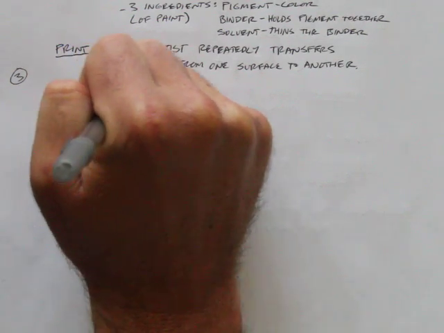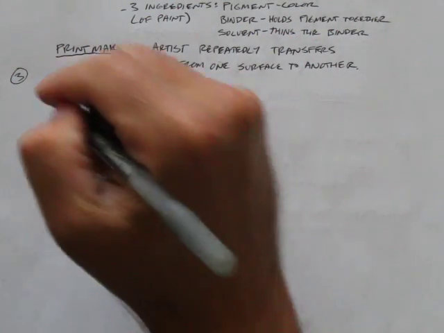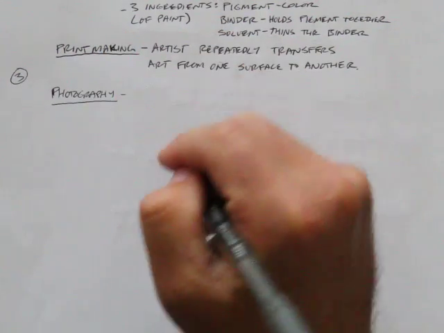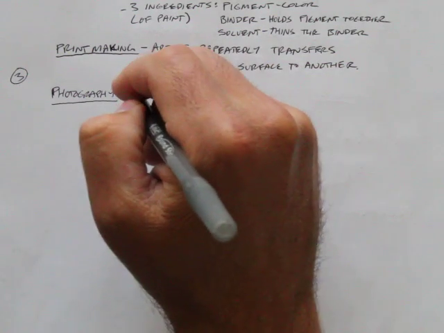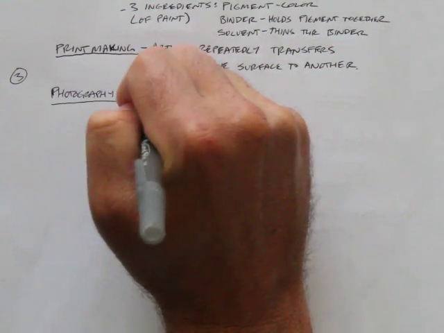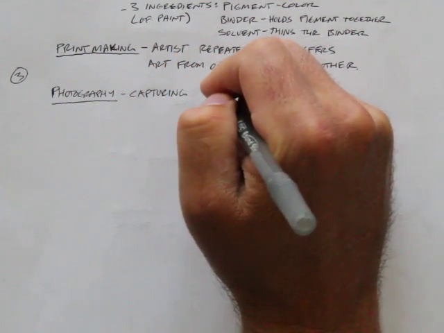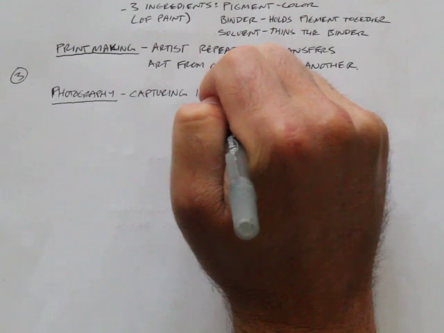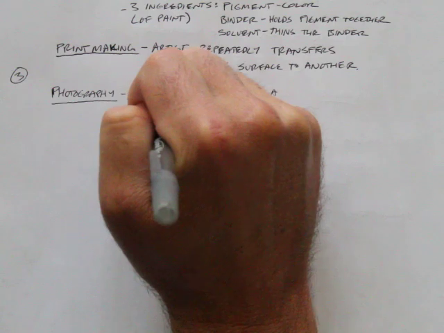So photography has changed quite a bit these last 20 years, but especially around the year 2000 when digital photography really started coming onto the scene. But photography is the capturing of images on a light-sensitive surface.